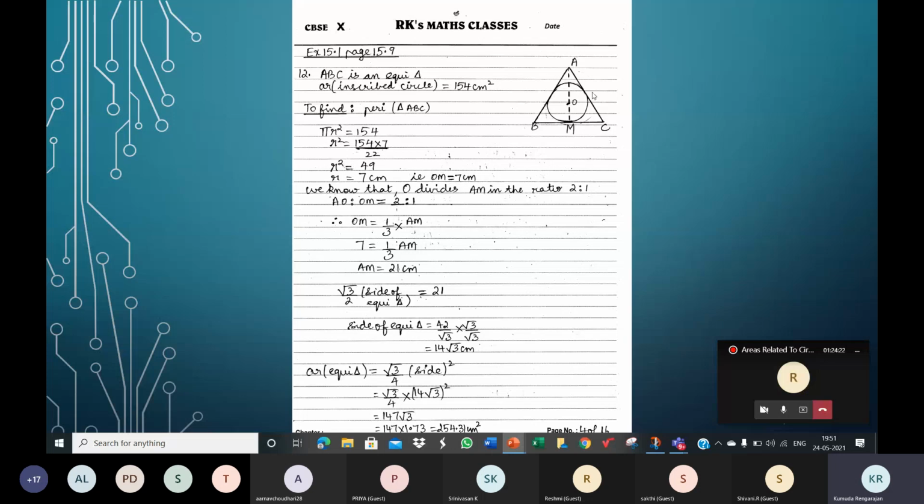Now the beautiful thing in an equilateral triangle is that the position of the incenter, the position of the circumcenter, the position of the centroid, and the position of the orthocenter coincide. They are all the same point O. If you call this O, the center of the circle, the incenter is also the circumcenter, is also the centroid, is also the orthocenter in an equilateral triangle only.